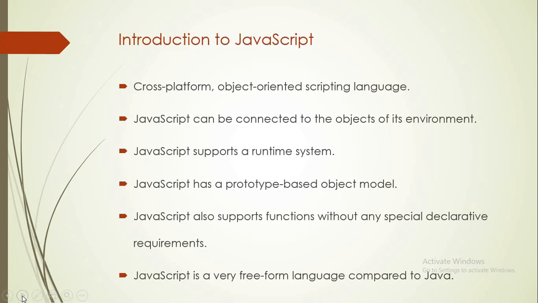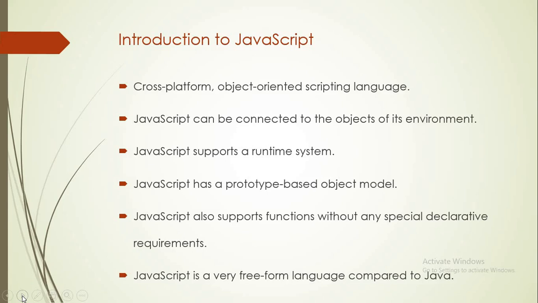JavaScript is a cross-platform object-oriented scripting language used to make web pages interactive. For example, having complex animations, clickable buttons, pop-up menus, etc. JavaScript can be connected to the objects of its environment. Inside a host environment, for example a web browser, JavaScript can be connected to the objects of its environment to provide programmatic control over them.